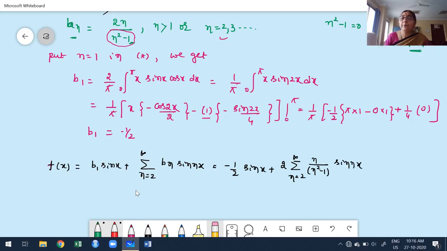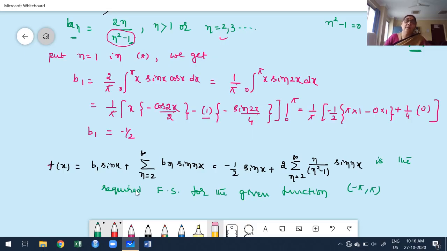is the required Fourier series of the given function over the interval minus pi to pi.